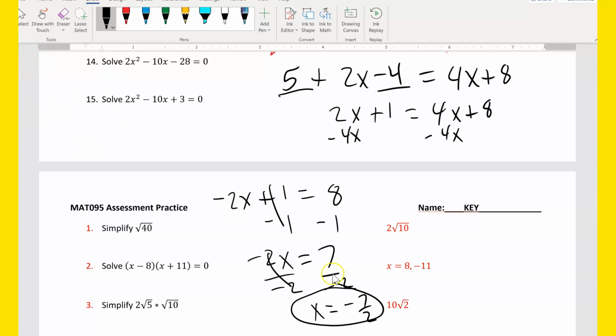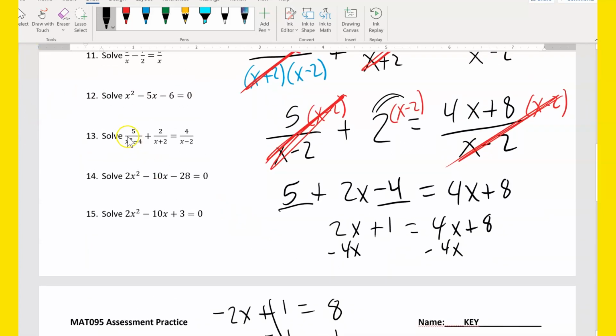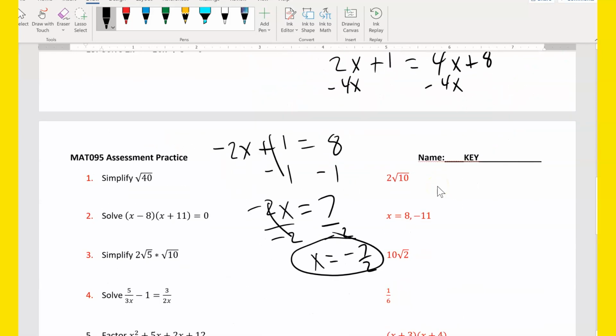Negative 7 halves. So we look back and we say negative 7 halves will not make the denominator be 0, so it's fine. But if we'd have gotten like a 2, 2 minus 2 would give me 0 on the bottom, so we would have had to say that's not a real solution, not a true solution. Or if we've got negative 2, plus 2 would have gotten me a 0 on the bottom as well. But the answer that we got is totally fine. It will work just fine.